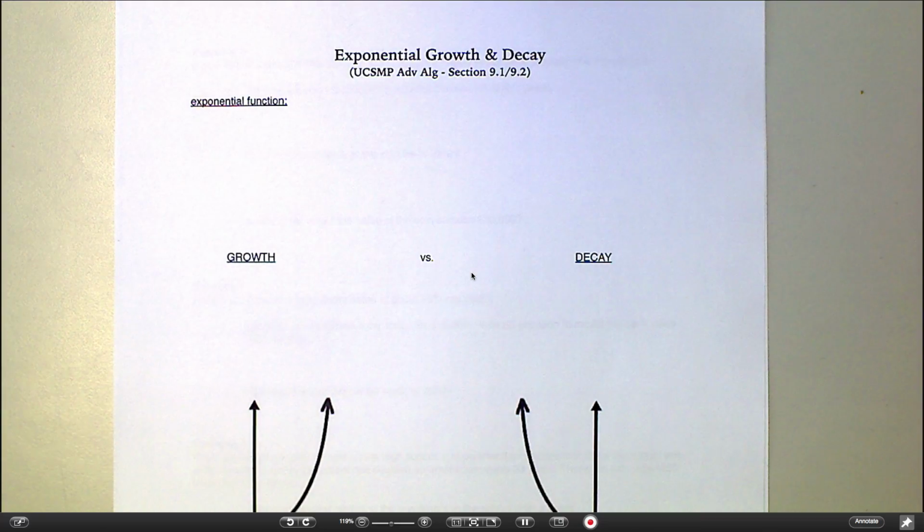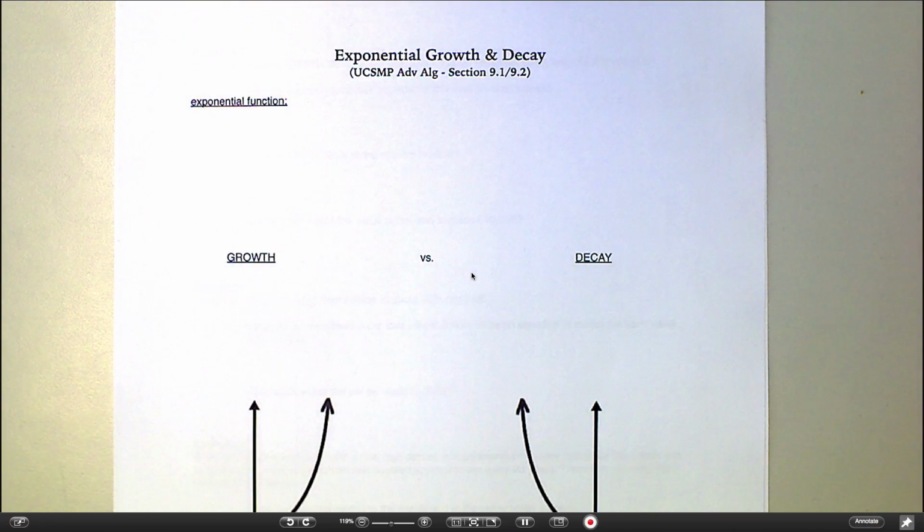Everyone, today we're talking about exponential growth and decay, and we have actually done functions similar to this before. We didn't call them this, but when we did geometric sequences, that was really similar to what we're talking about today. So some of this should sound at least a little bit familiar to you.